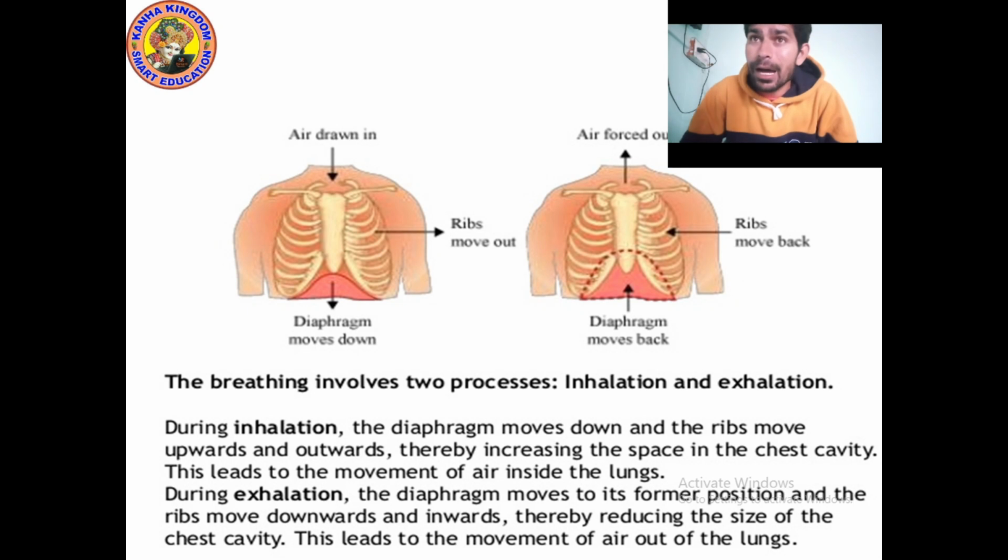And when air is forced out, the lungs force out the remaining air, which does not have oxygen and only has carbon dioxide and other gases. When the lungs force it out, the ribs move back. First of all, when you breathe in, the ribs move out. When you breathe out, the ribs move back. When the ribs move back, at the same time the diaphragm also moves back to its original position. The diaphragm moves up.